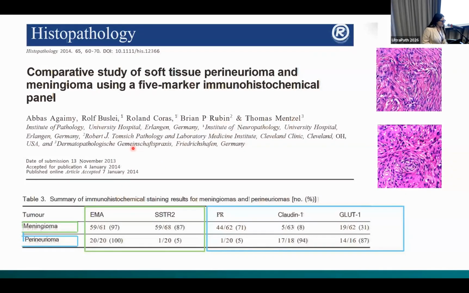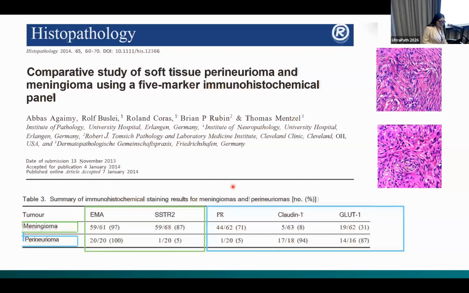So this is an interesting study. Dr. Abbas-Laigani compares these two entities, the perineuromas and the meningiomas. The importance of this is that they can share several histological features. This is an example of a perineuroma, and this is a meningioma.